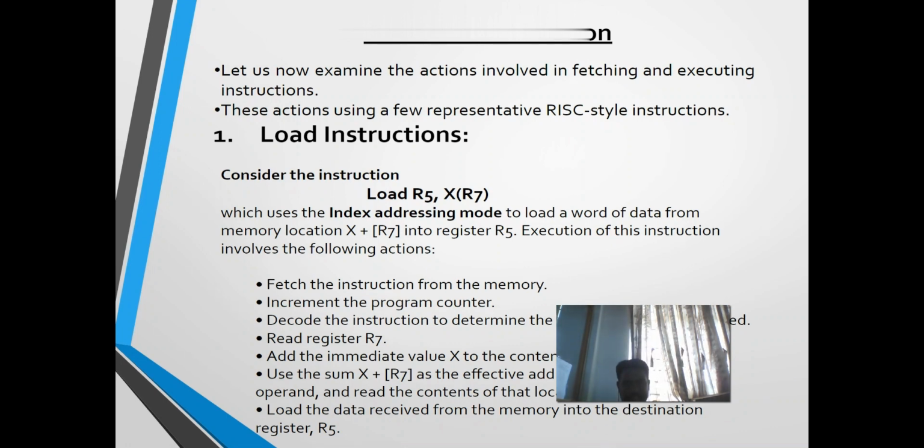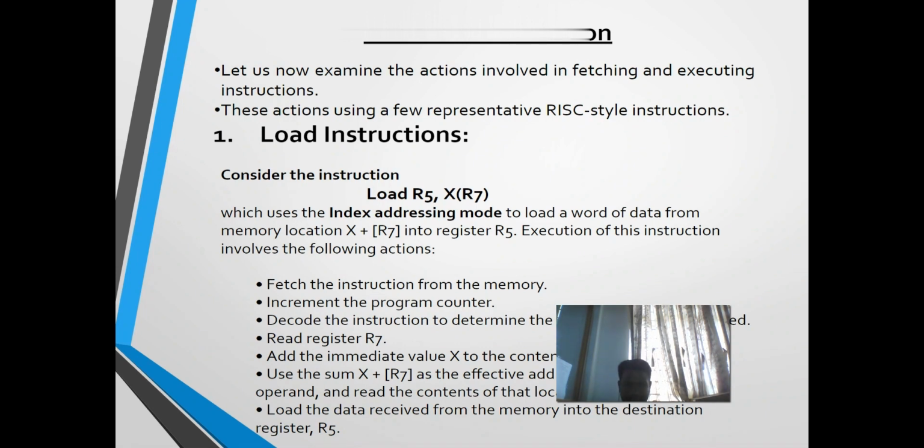First we are considering the instruction load R5 comma X of R7. This is nothing but, from right side to left side, the data will be loaded. Here, load R5 comma X of R7 is an index addressing mode, meaning X is some value which is added with the register R7. After adding R7 we will get the effective address, that is the memory address. In the memory address there will be some content or value. That content will be loaded in the R5 register. So this is the process of load R5 comma X of R7.